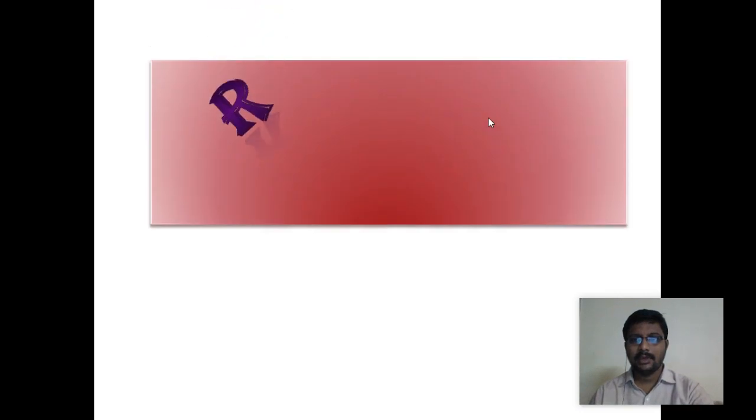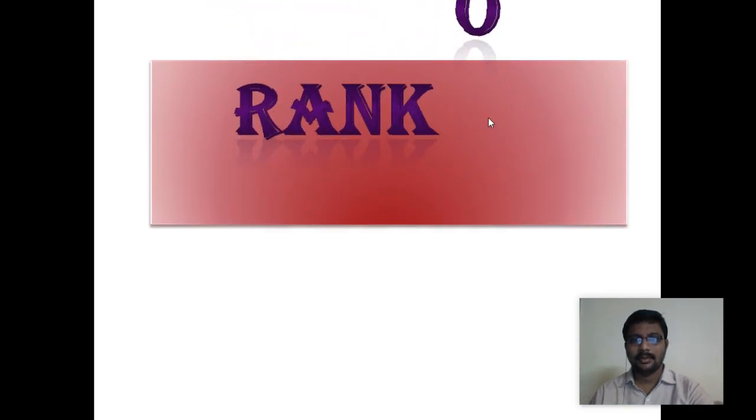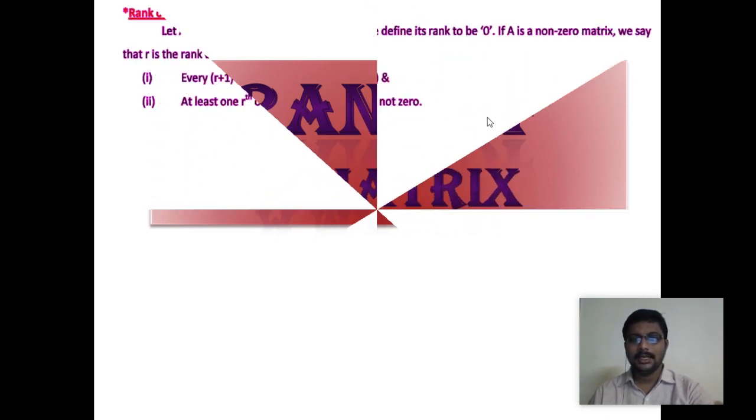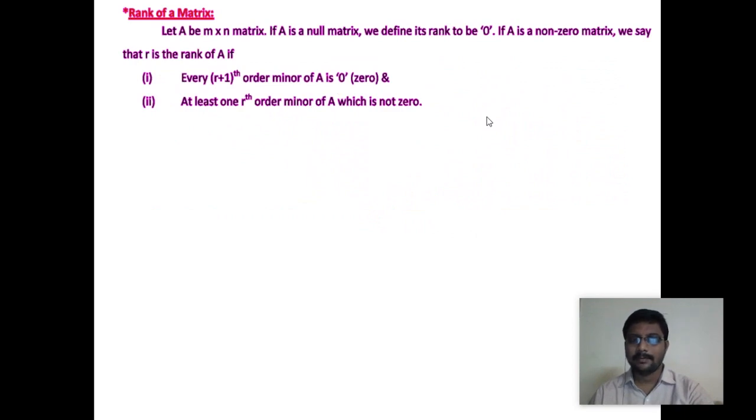Now I am going to discuss rank of a matrix using determinant method. Now, what is rank of a matrix? Suppose A is a given matrix which is of order m by n. That means matrix having m rows and n columns.